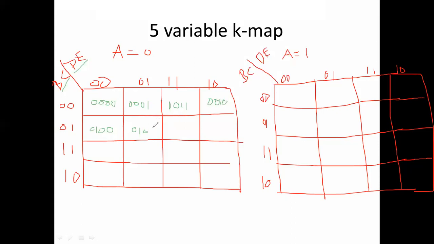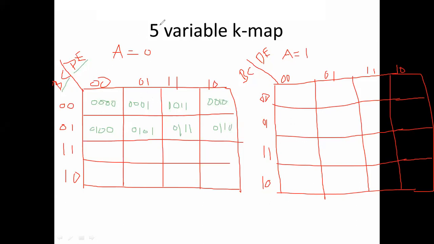0, 1, 0, 1. Here BC is 0, 1. D is 1, 1. BC is 0, 1. D is 1, 0. Like this we are having.